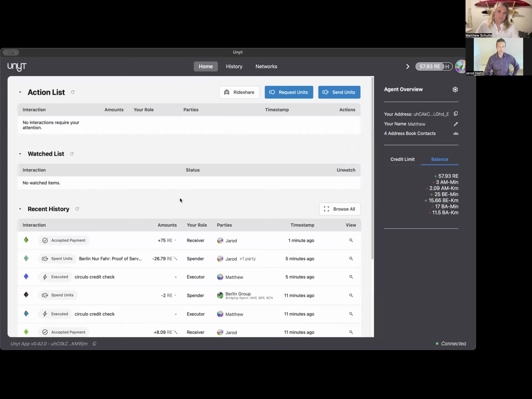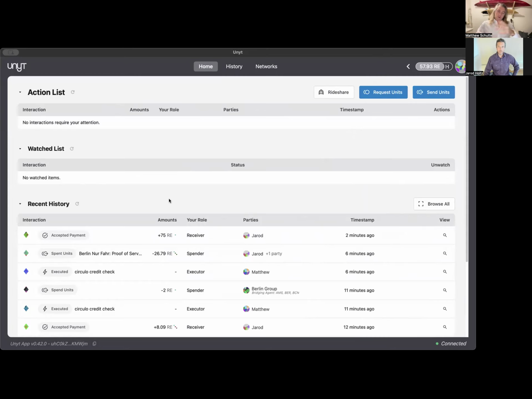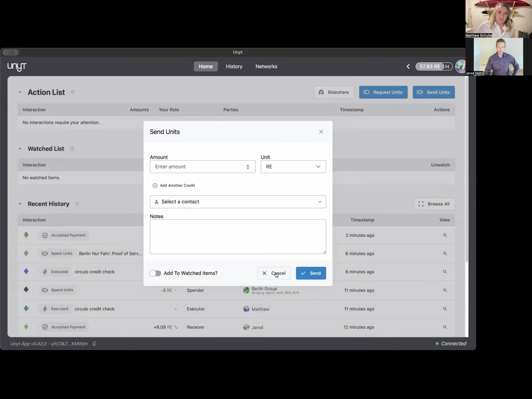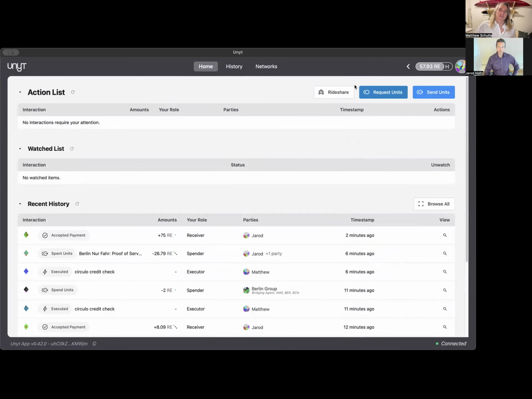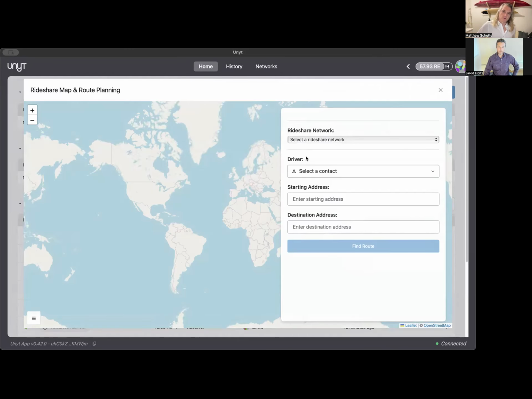All right. So this is the Unit accounting app. It looks similar to what those of you who've played with previous versions or with Circulo. So it's basically the same interface with one major difference, and that is this little button right here, Rideshare. Now, we can still send units to people, we can still request units from other people, etc. So we can do direct transactions, but there's also this other app here, and if I click rideshare, it pulls up a rideshare map.